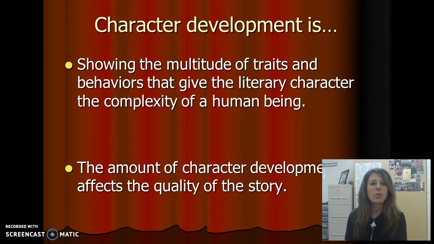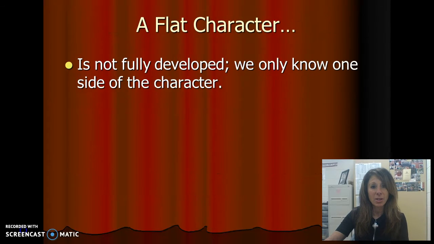So first of all, character development, showing the multitude of traits and behaviors that give the literary character the complexity of a human being. How many traits does the character have? Does the character have many sides to them, to the point where they seem very real to you and you can relate to them? Or does the character only have one side and not very realistic? They're just added into the story for that one side of their personality. The amount of character development affects the quality of the story.